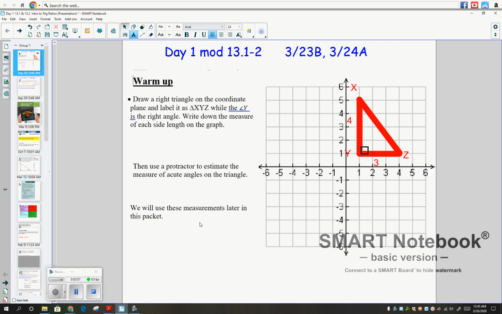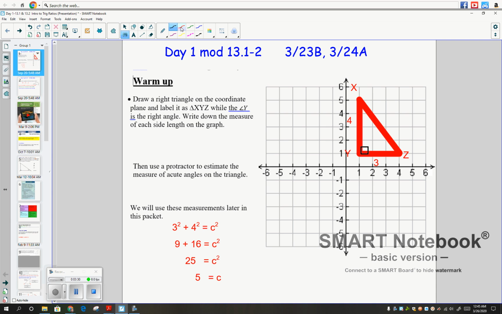So how am I going to find that? Well, it's a right triangle. Let's use the Pythagorean theorem. a squared plus b squared equals c squared. Let's let a be 3 and b be 4. It's 3 squared plus 4 squared. 9 plus 16 is 25. So I have 25 equals c squared.